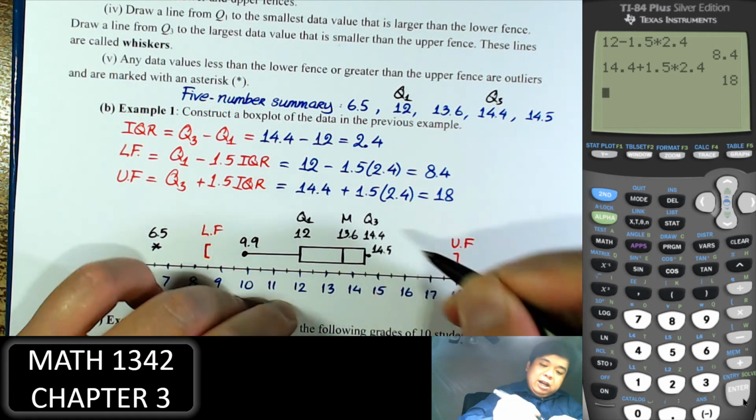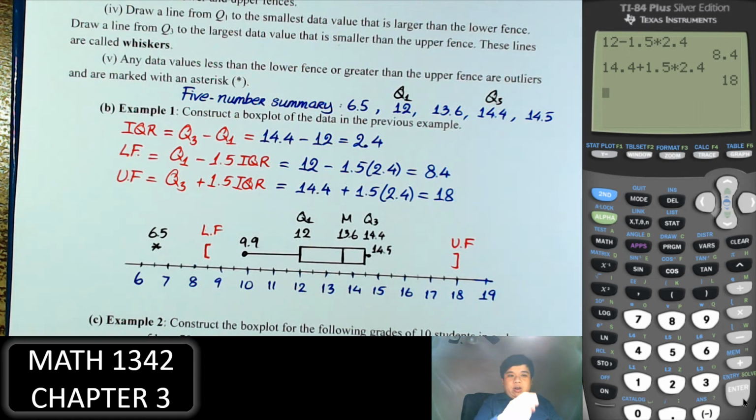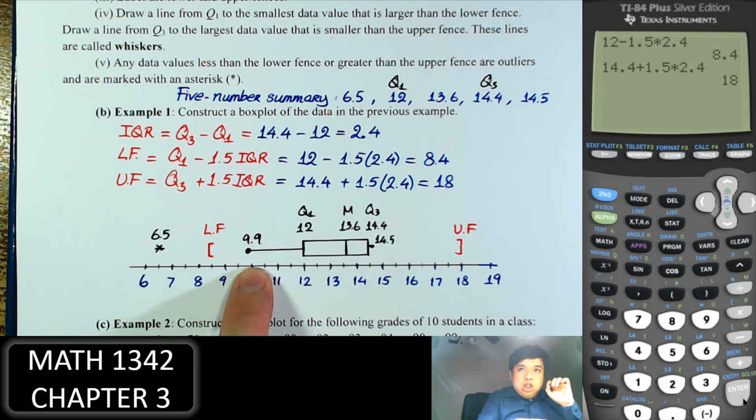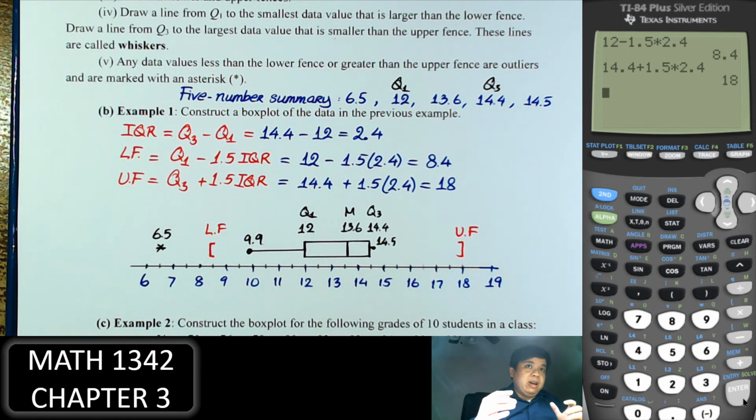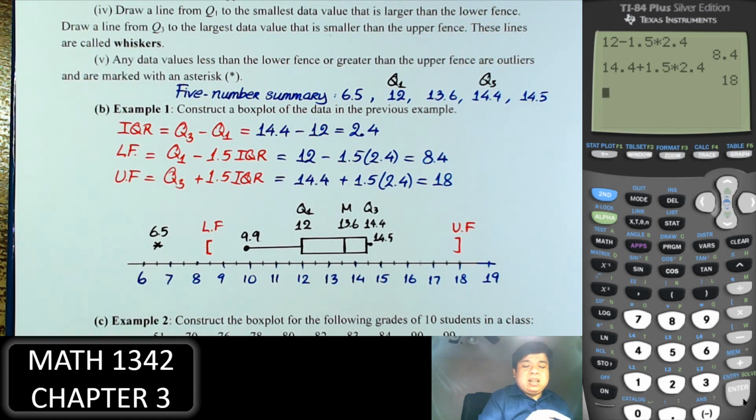Yeah, that will be that number. So from the first quartile, we draw down to the smallest number within the fence, and from the third quartile going up to the biggest number still within the fence. Anything outside of that are outliers, given by the asterisk like that.